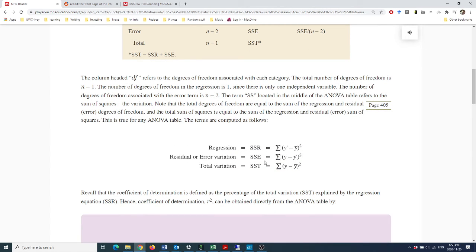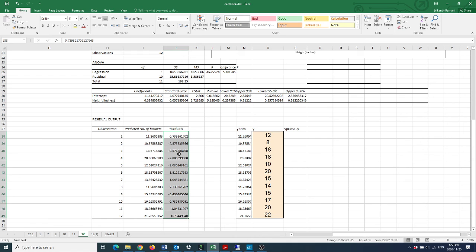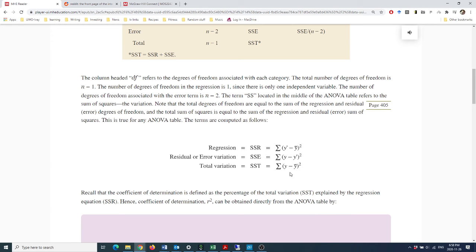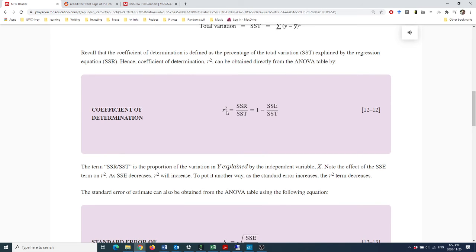And so the residual error is the sum of squares of error, which is the difference between the actual value and the predicted value. And those values were actually found out over here. These residuals are the difference between the actual value and the predicted value. We found out the actual value and predicted value, and y prime minus y, those are the residuals. And once you find that, you could get the sum of all those squared variables. For regression, it's y prime minus y average, and the total variation is just the difference of the actual value from its mean. And using these values, the relationship is r squared is 1 minus SSE by SST.